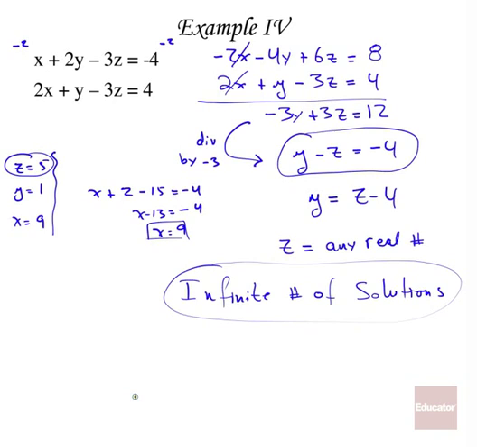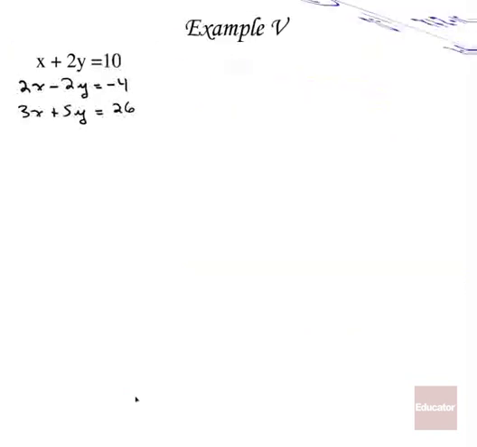Okay, let's see what else we can do here. We just want to be nice and example heavy, to make sure that all the steps are covered, all the bases are covered, so we know what we're dealing with. This particular system is x plus 2y equals 10, 2x minus 2y equals minus 4, 3x plus 5y equals 26. Let's start off by eliminating the x here.